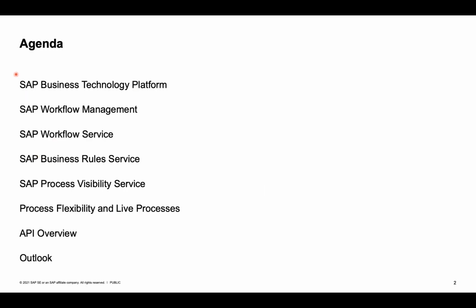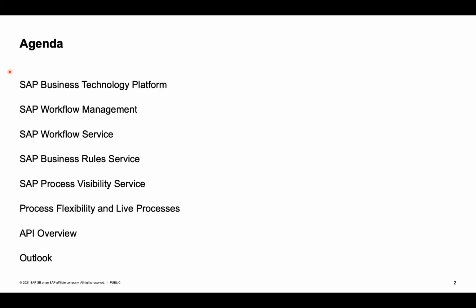Okay, let's have a quick look at the agenda. So I will start to talk a little bit about the term SAP Business Technology Platform and what it is about, a bit of the history, how it developed, and what it was before, and what capabilities there are in the Business Technology Platform. And then we sort of zoom into the platform, into the workflow management area, which is actually just a small part of the whole Business Technology Platform.